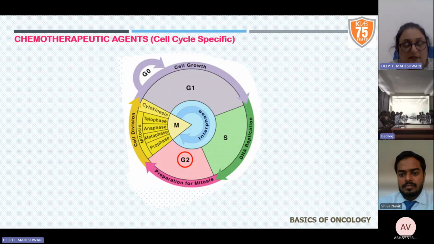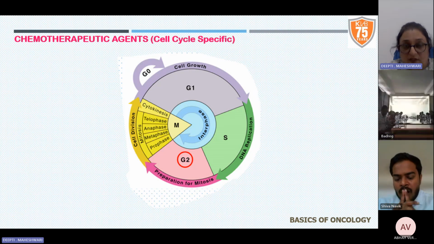Now, in the previous chemotherapeutic drug, which was antimetabolites, we saw that they are acting on the S phase. Okay. Now we will see another chemotherapeutic agent, which is cell cycle specific, and it is acting on the G2 phase. So G2 phase is the phase where the cell is actually preparing itself for cell mitosis.